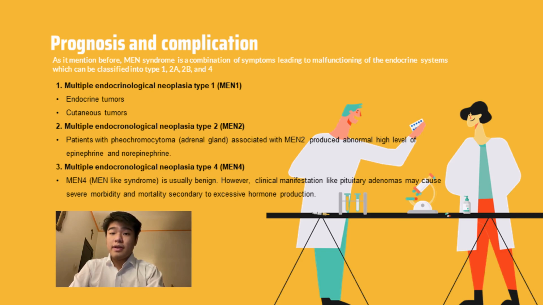The next one is MEN type 2 syndrome. In MEN type 2 syndrome, patients with pheochromocytoma produce abnormally high levels of epinephrine and norepinephrine, leading to high blood pressure, irregular heart rate, involuntary muscular contraction, and cardiac arrest, which can be life-threatening.